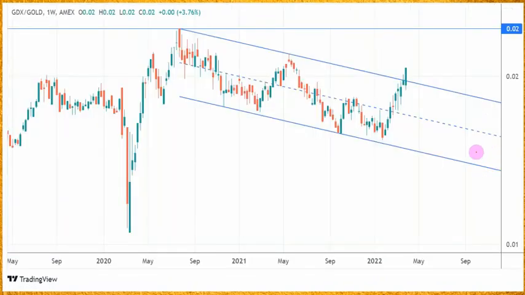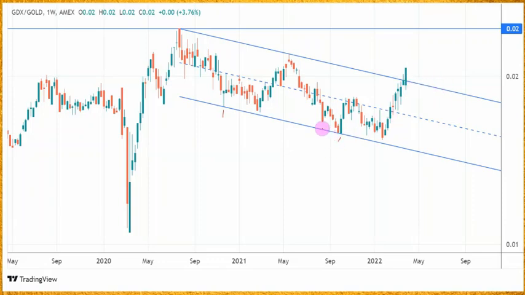Another reason that I'm quite positive about the miners: this is the GDX to gold ratio, and this is on the weekly scale this time. What we've done here is join these two highs and these two lows. So we've got this channel and we've broken out of that channel here. That's quite a decisive breakout. From here, we're looking at a target above this level here. This suggests that the miners are going to continue to outperform.